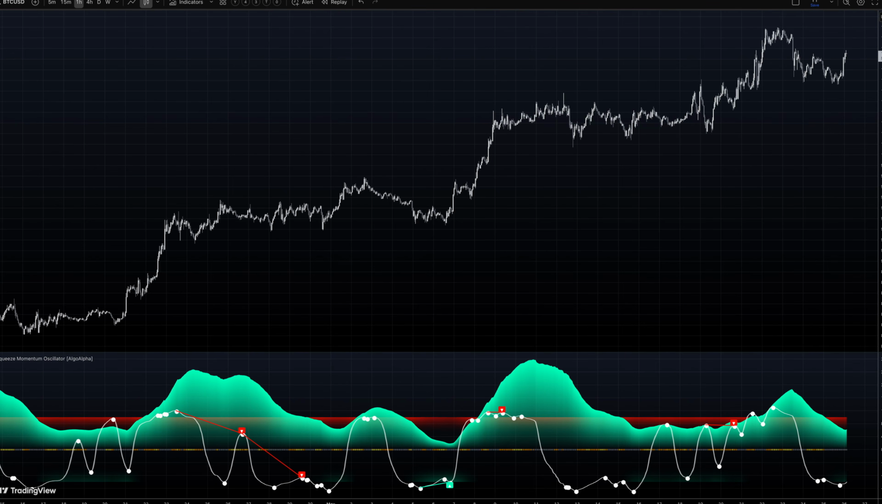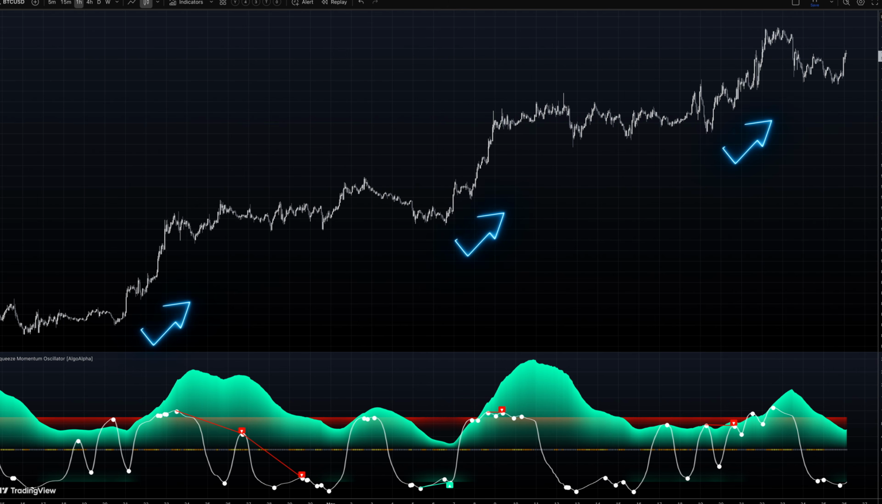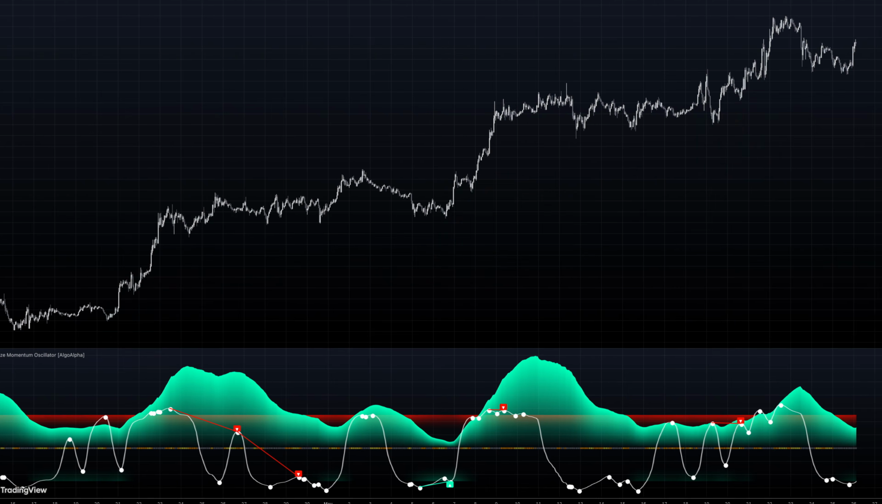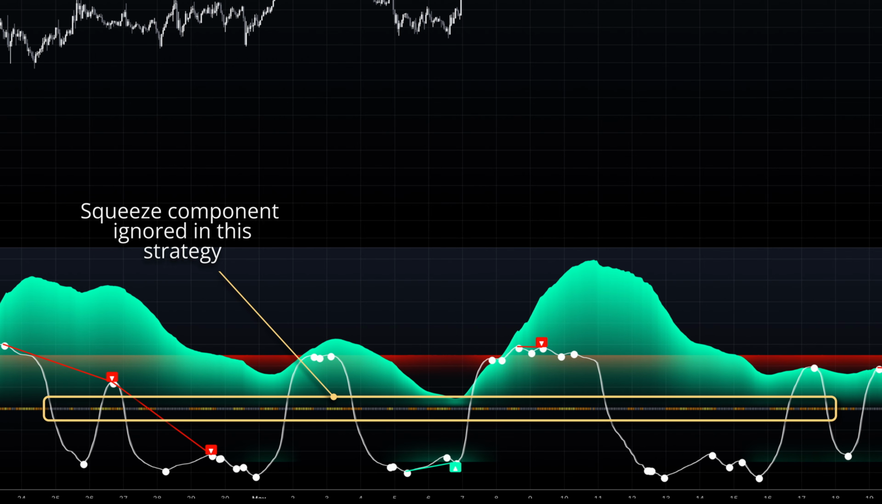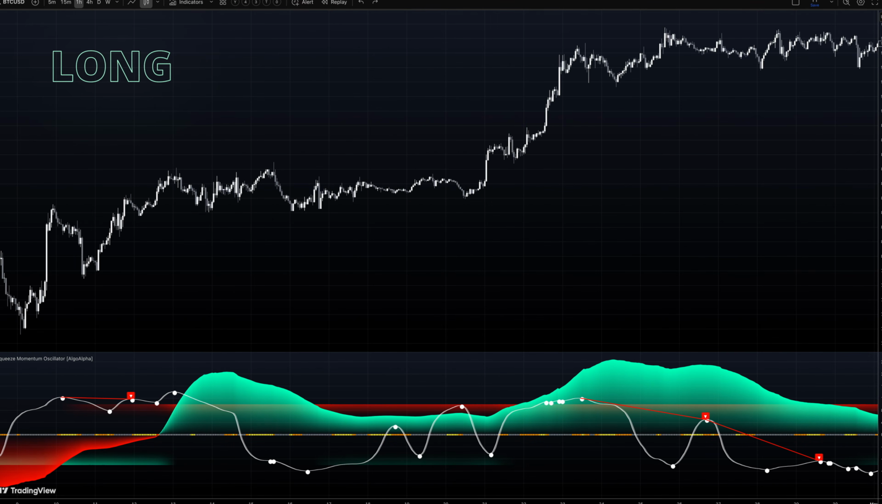For our strategy to work, change the underlying oscillator value to 100. This will help us eliminate market noise and make it perform better in trending markets. We're not going to watch the squeeze part of the indicator in this strategy, and will only focus on the momentum oscillator component. Long entry setup.